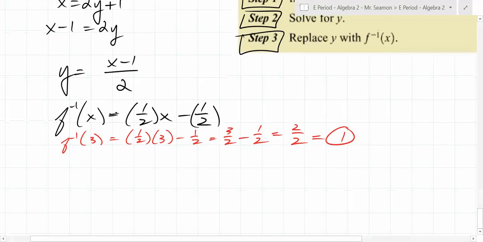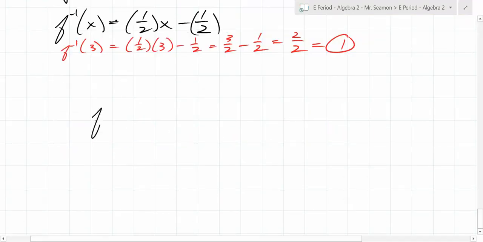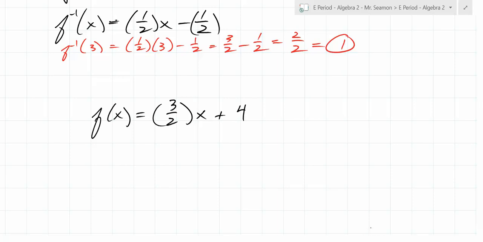Okay, so let's have you do one. Let's say f of x is equal to 3 over 2x plus 4. Find me the inverse of that function. What do you do first, Nick? What's the first thing I should do?